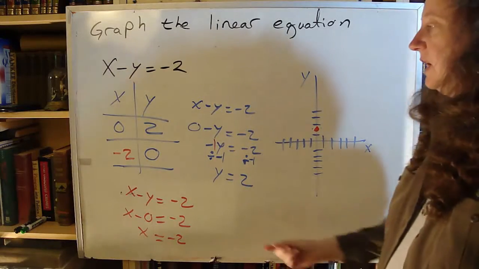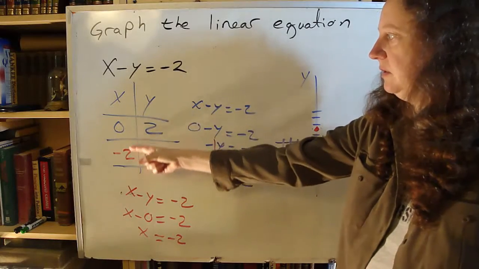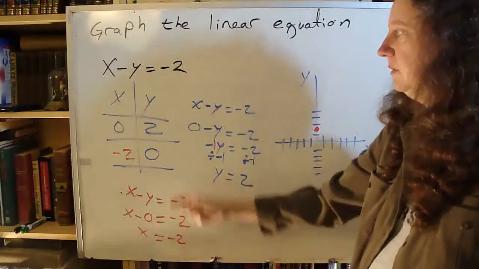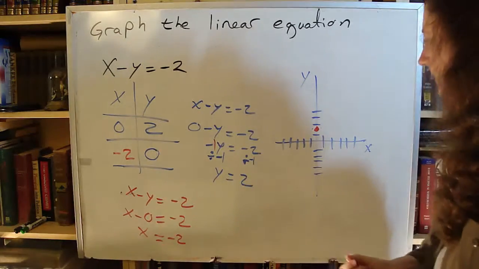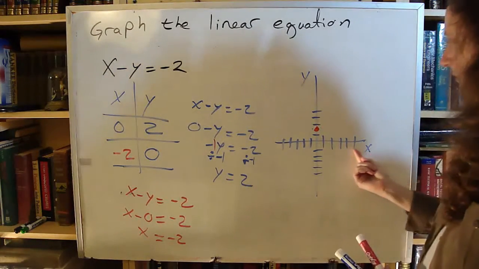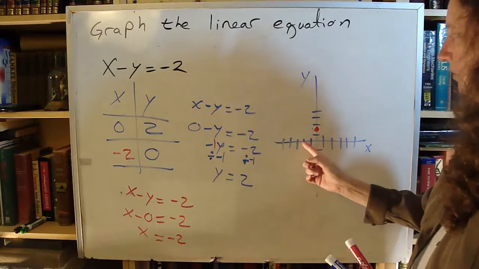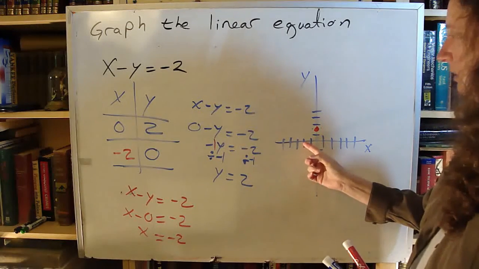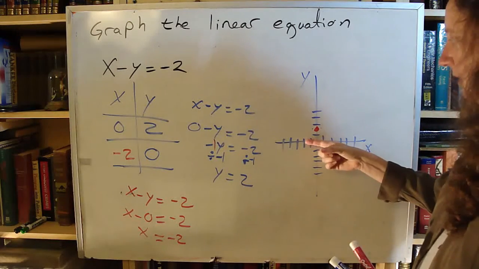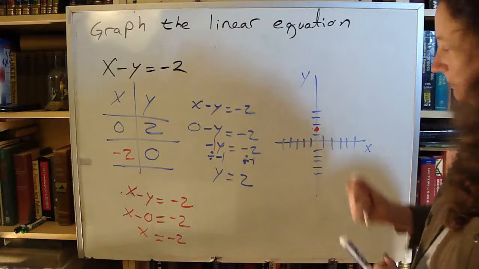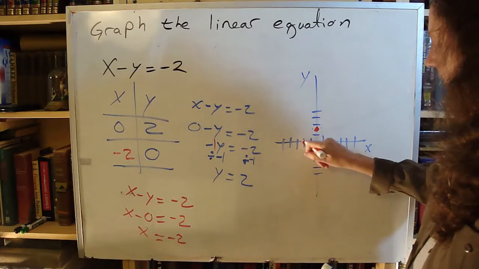I need to put my second point in there, negative 2, 0. So that's saying x is negative 2 and y is 0. So on my x values, I go from here at 0, 1, 2 spaces backwards. And on my y values, I go up and down, nothing. So it stays right there on that line. Put my dot in.